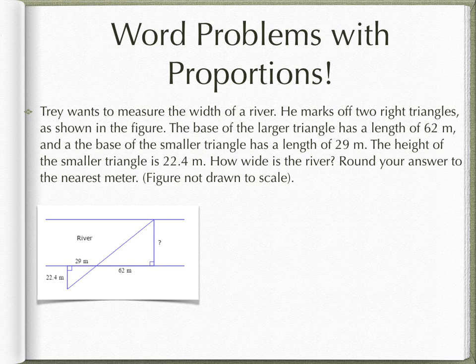Okay, let's go ahead and try one more. Trey wants to measure the width of the river. He marks off 2 right triangles as shown in the figure. The base of the larger triangle has a length of 62 meters and the base of the smaller triangle has a length of 29 meters. The height of the smaller triangle is 22 and 4/10 meters. How wide is the river? Round your answer to the nearest meter.